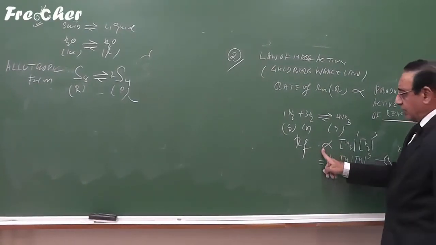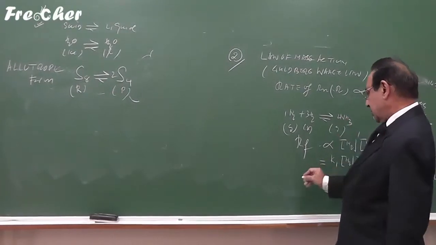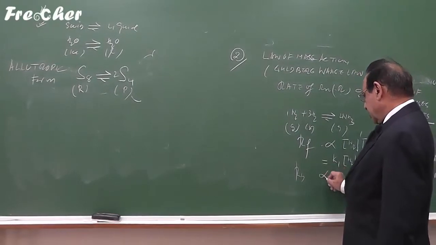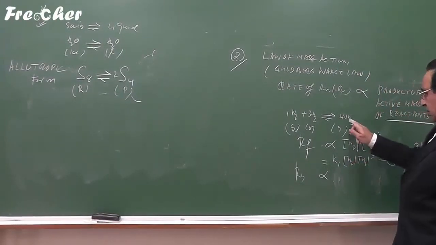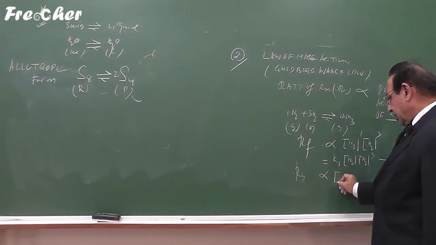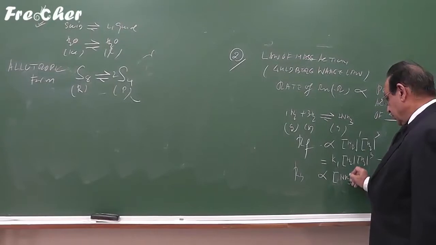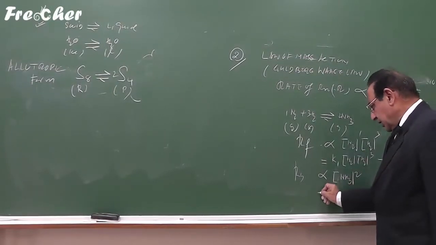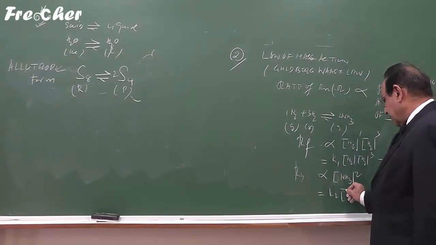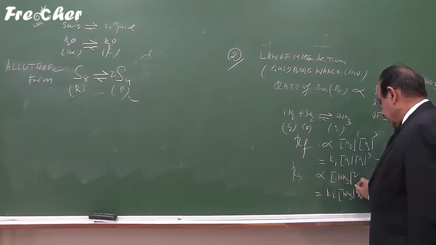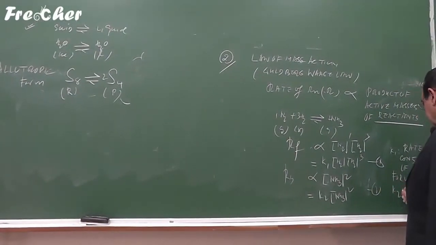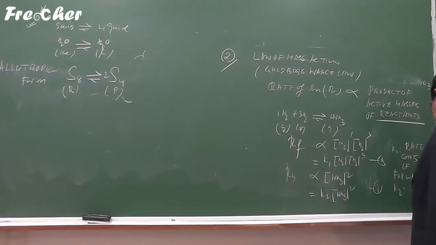This is rate of forward. Let me take the backward reaction. I'll write RB, B for backward. Now the reactants are what? The reactant is ammonia, so the coefficient is 2. So write ammonia power 2. Remove the sign and get K2. K2 is another constant, that is for the backward. This K2 is the constant for backward. Same thing, only thing is backward.